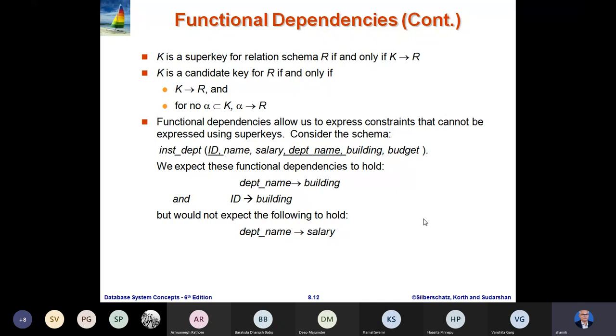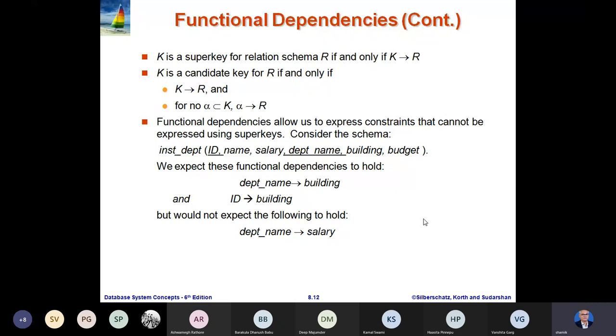That means that if this K is fixed, then the rest of R, that means all the columns in R minus K, gets fixed, and that in turn also means that the entire set of columns in R gets fixed. Okay, because K is functionally determining R.